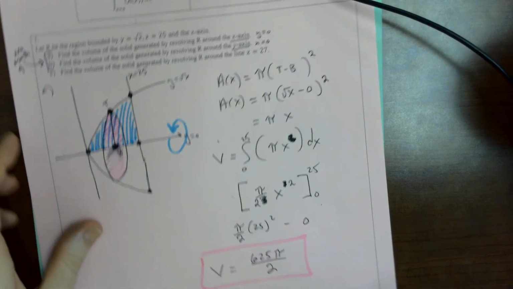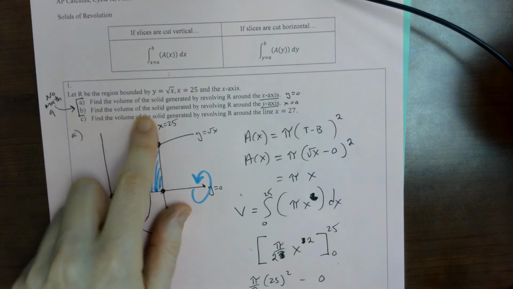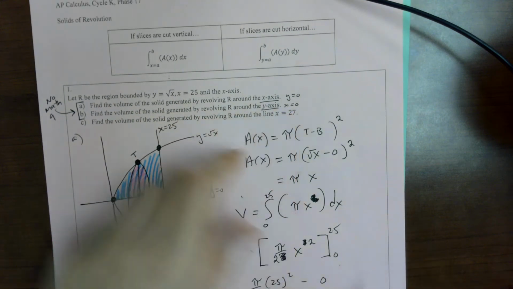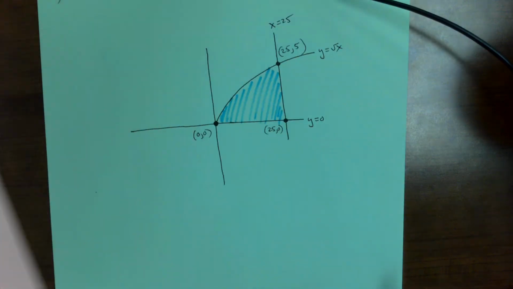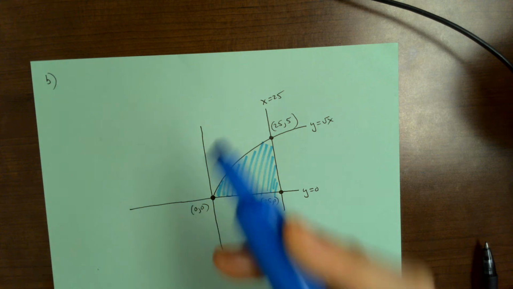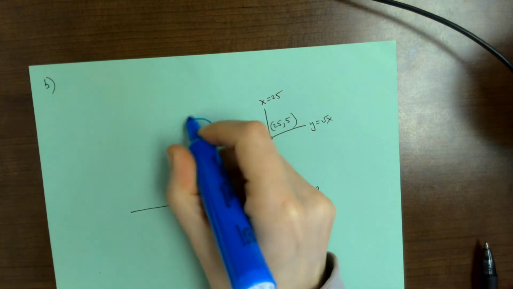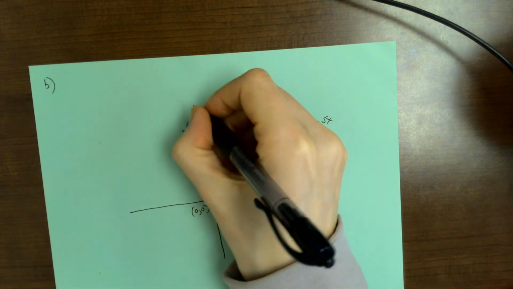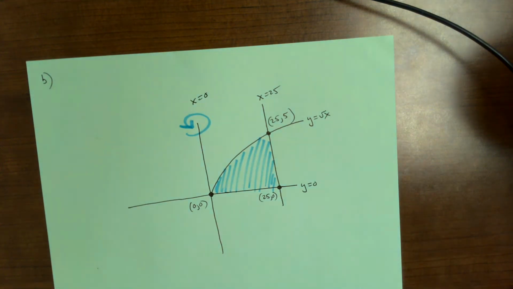All right, now for the second one, we're going to find the volume of the solid generated by revolving R around the y-axis. This time it's x equals 0. So I did a whole other picture. So we're going to revolve around the y-axis, which is x equals 0. All right, and I labeled everything already.